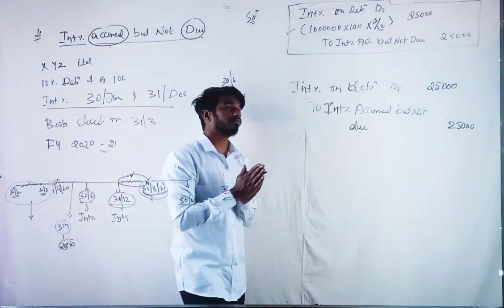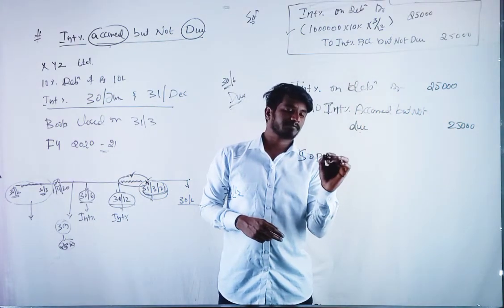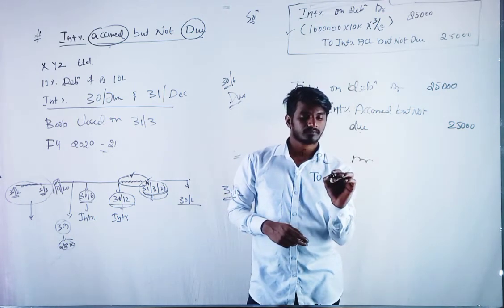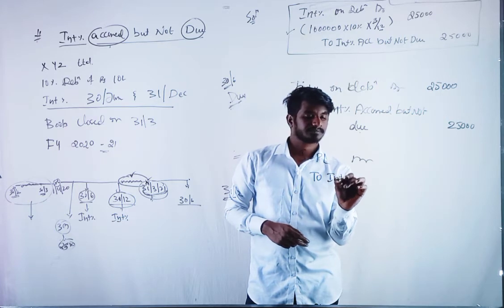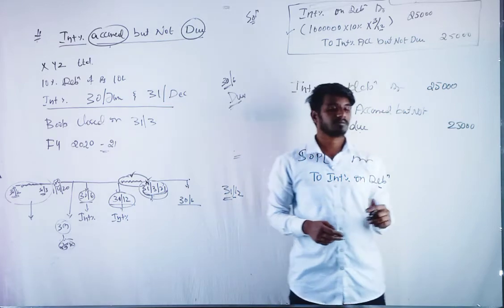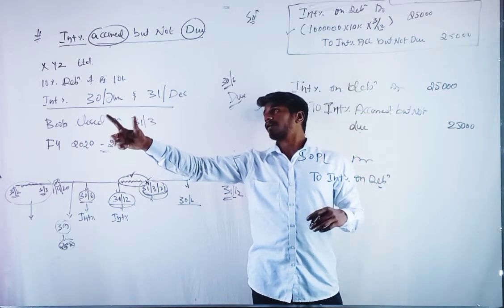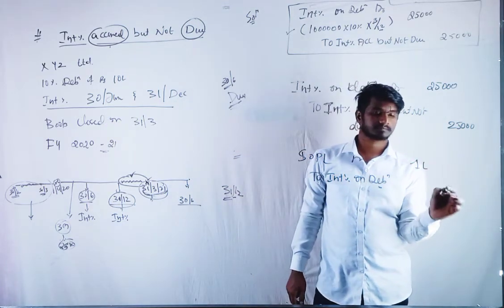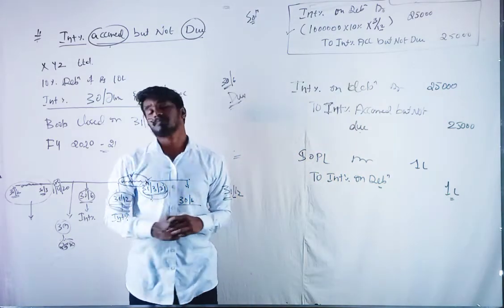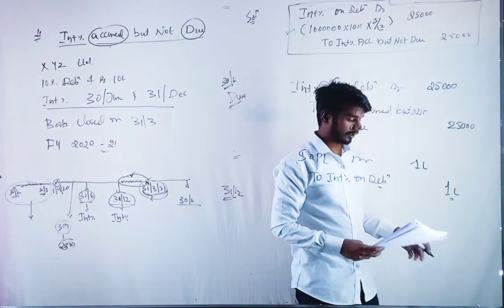The entire interest will be transferred to the P&L account. Statement of P&L, debit to interest on debenture. How much? Total interest for the year, 1 lakh. Is that right? The question got completed. You can take it down. Let me see the next question.